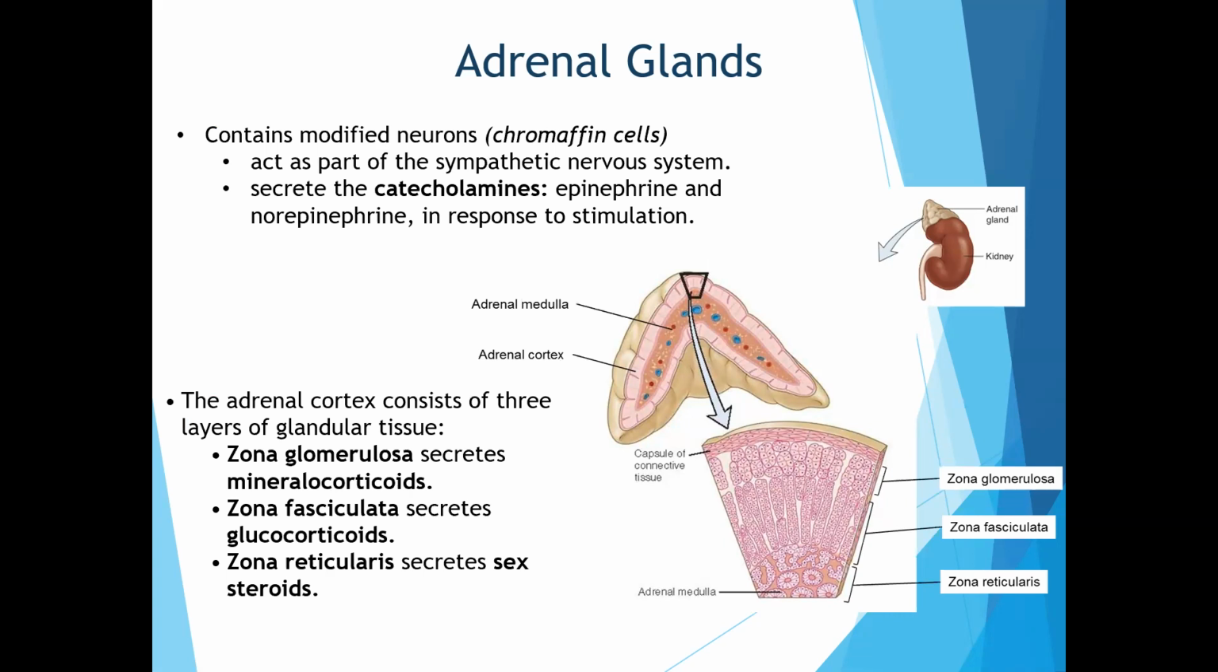This adrenal cortex actually consists of three different layers of glandular tissue, and all these different layers secrete a different type of hormone. The zona glomerulosa secretes our mineralocorticoids. The zona fasciculata secretes our glucocorticoids, and our zona reticularis secretes our sex steroids.